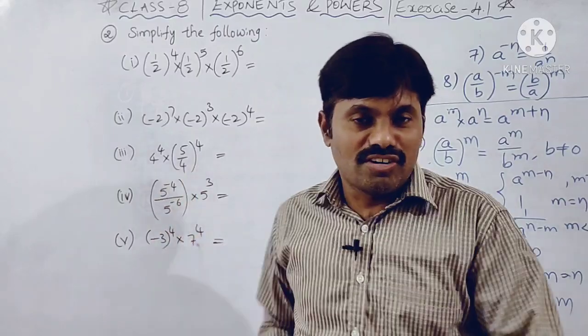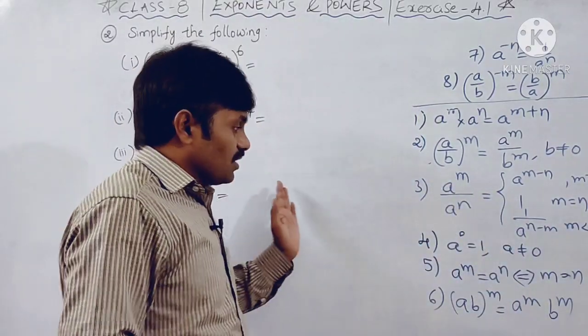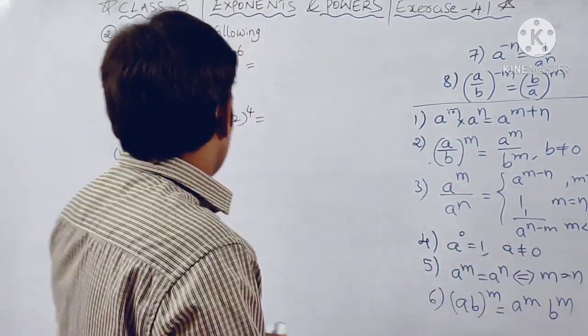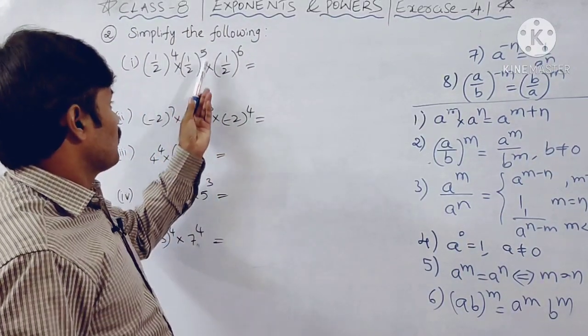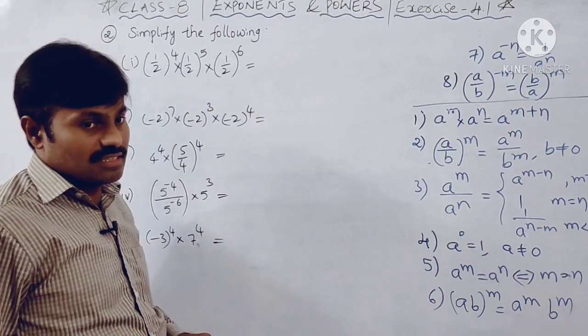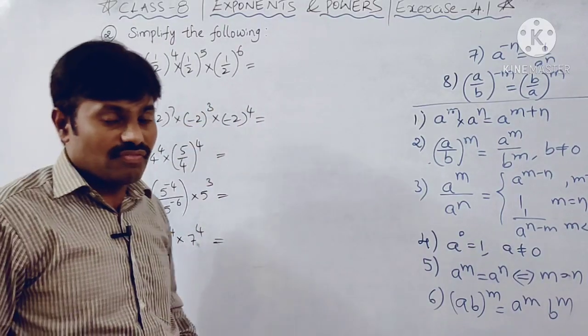Dear friends, now we are going to solve the second problem. What is that problem? That is (1/2) to the power of 4 into (1/2) to the power of 5 into (1/2) to the power of 6 is equal to. They are asking us to simplify.